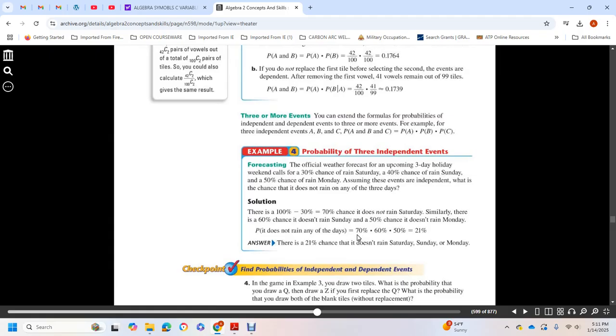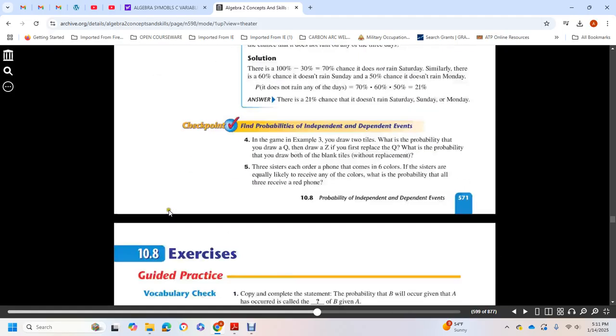Three or more events: you can extend the formulas for independent and dependent events to three or more events. For example, for three independent events A, B, and C, the probability of A, B, and C is equal to the probability of A times the probability of B times the probability of C.